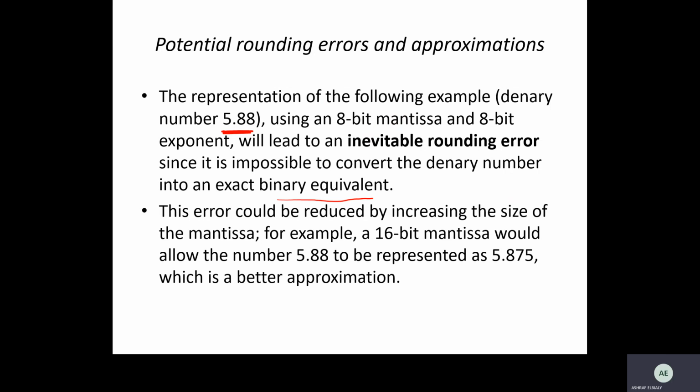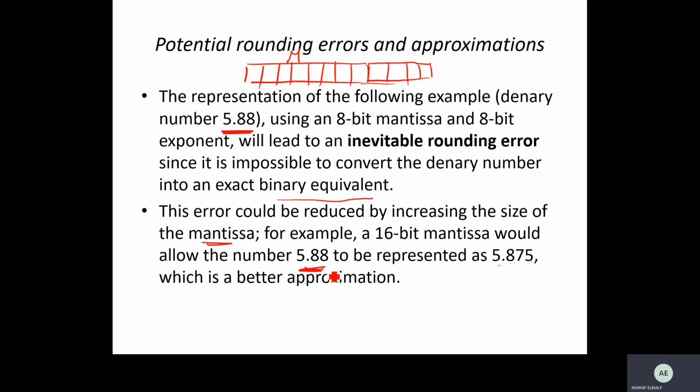So this is causing a rounding error, and this error could be reduced by increasing the size of the mantissa. So let's say, for example, we have 8 positions for the mantissa. To reduce this error, for sure we can reduce the rounding error by increasing this to 12 bits or 16 bits, for example. A 16-bit mantissa would allow the number 5.88 to be represented as 5.875, which is definitely a better approximation.